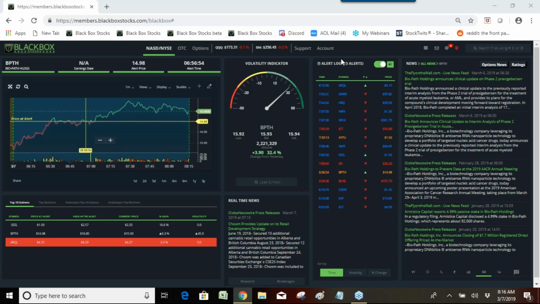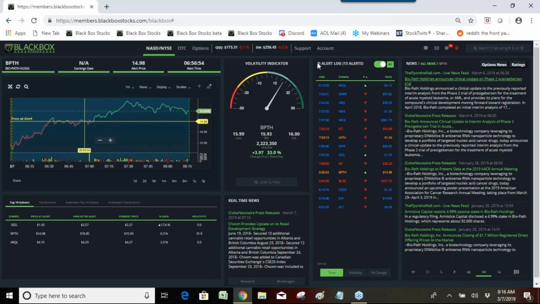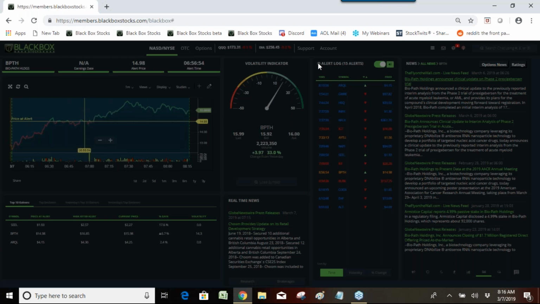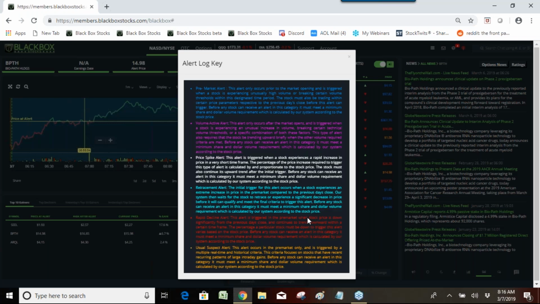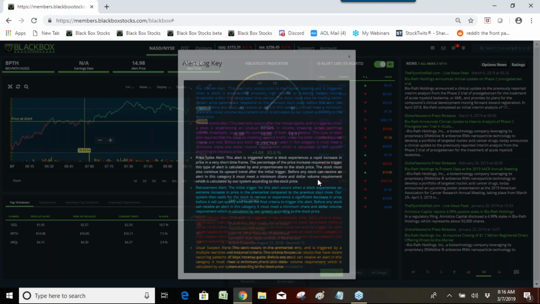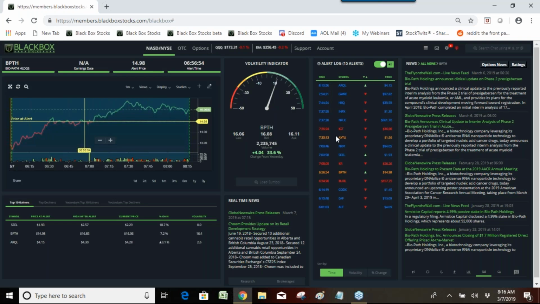See in yellow here, that means usual suspect. You can click this question mark and it'll tell you usual suspect alert. This alert occurs in the pre-market only and is triggered by multiple real-time and historical criteria. So that's a usual suspect alert. We had another one, AYTU. No retracement alerts today. We had one of those the other day. I always love the retracement alerts.